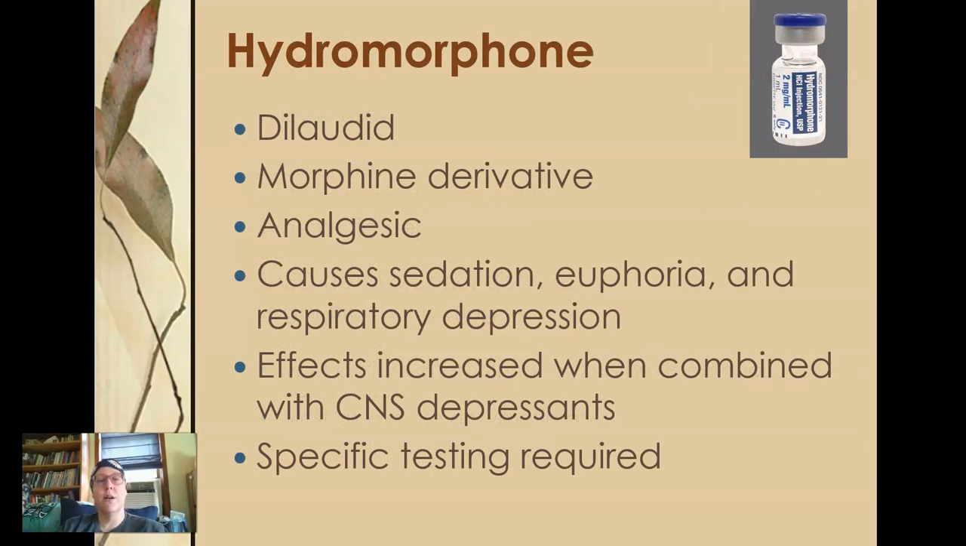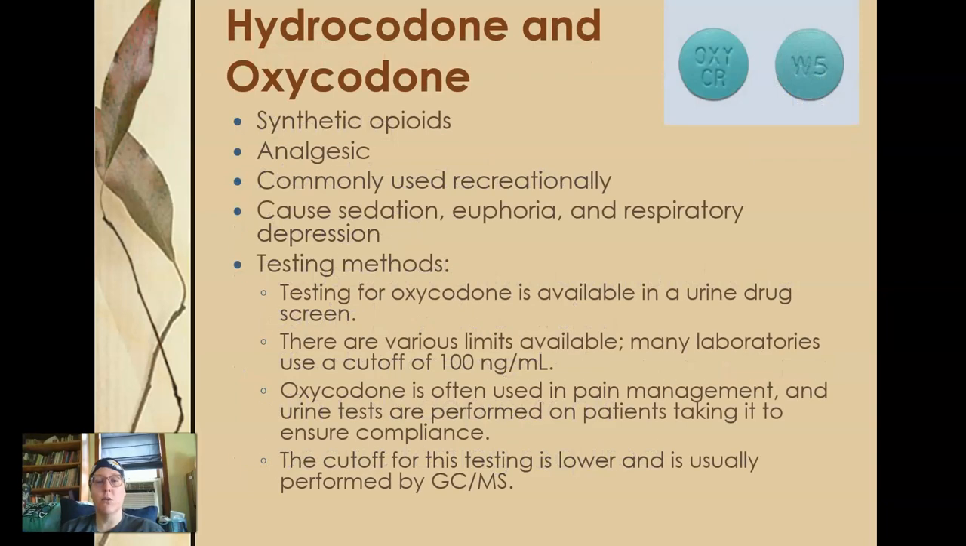Hydromorphone, also known as Dilaudid, is a morphine derivative used as an analgesic. It causes sedation, euphoria, and respiratory depression. So again, it's another in the opiate category. The effects are increased when combined with other depressants, such as alcohol, which we just talked about. To detect hydromorphone or Dilaudid, you have to do specific testing, so you have to do GCMS or HPLC or something.